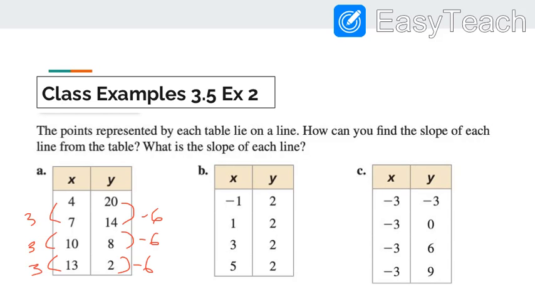Meaning that for A, our slope is going to be m equals -6 over 3, because of the change in y over the change in x, and this would simply divide down to -2. Don't need double negative signs there. Alright, do that for the rest of them, and these are the answers that you should get.